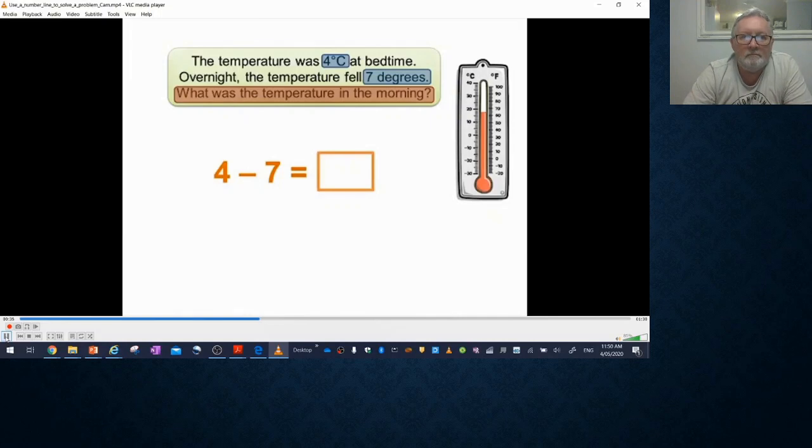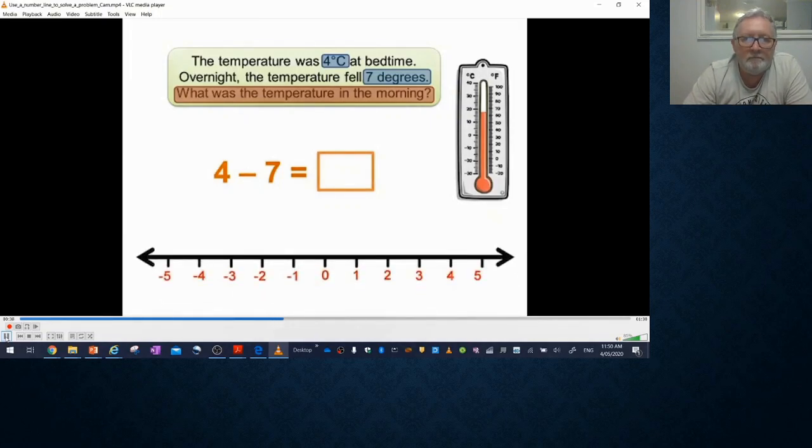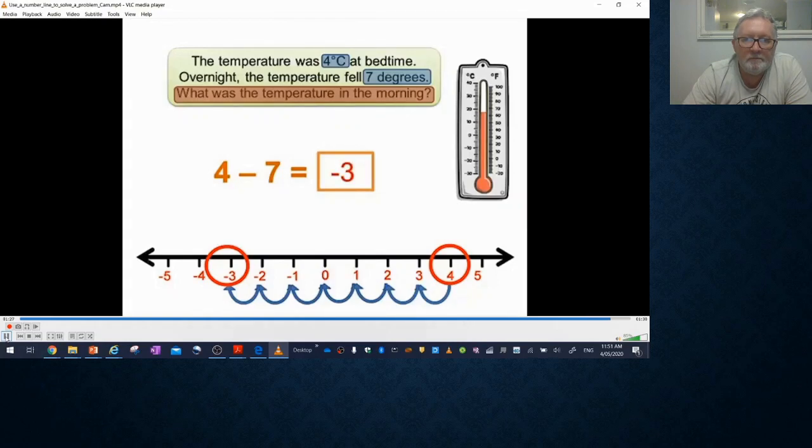A good way to solve this problem is to use a number line. A number line shows the numbers in a continual line, and that is particularly helpful when solving problems containing negative numbers. Where do you start? The temperature started at 4 degrees, so we will start at 4 on the number line. In which direction do we move? We will need to move left because the numbers will get smaller as the temperature drops. How many steps will we move? The problem tells us the temperature fell 7 degrees, so we'll move 7 steps to the left. What happens to the numbers as we pass 0? They become negative numbers. 7 less than 4 is -3. So the temperature in the morning is -3 degrees. Now it's your turn to use a number line to solve problems.